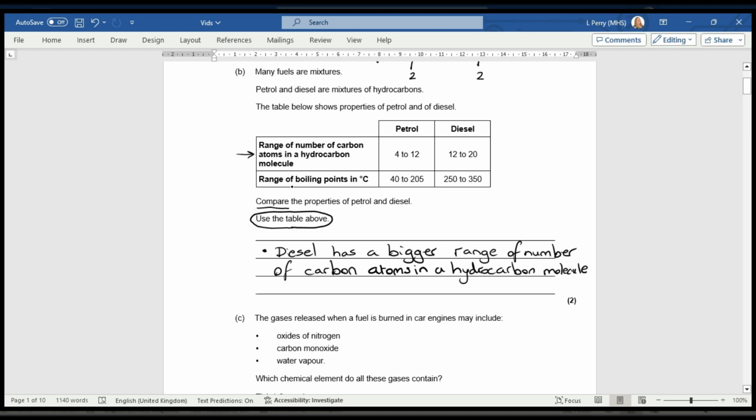Next one, range of boiling points. Well, again, diesel's is bigger. So diesel has a higher range of boiling points. So that's 2 questions now where I actually didn't really need to know any chemistry. I needed to know sort of a bit of maths and balancing on the first one, and I needed to be able to read the numbers from a table in the second one.